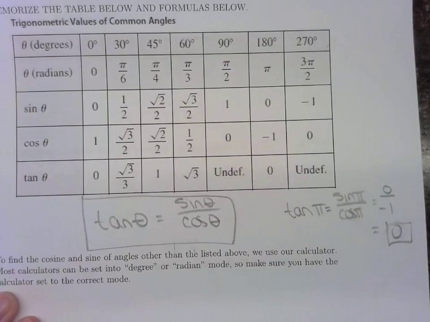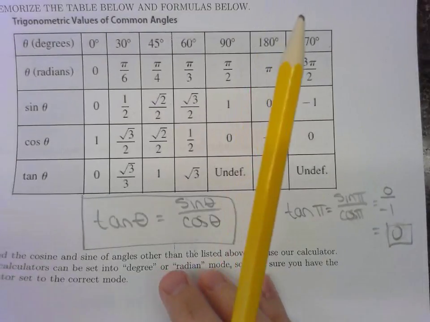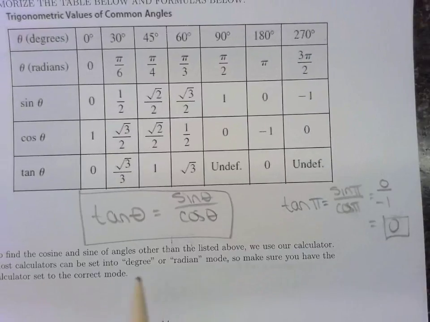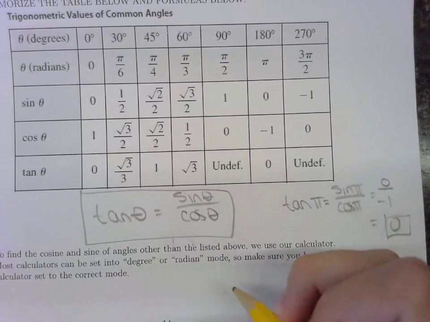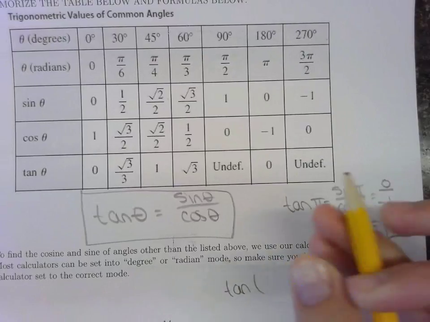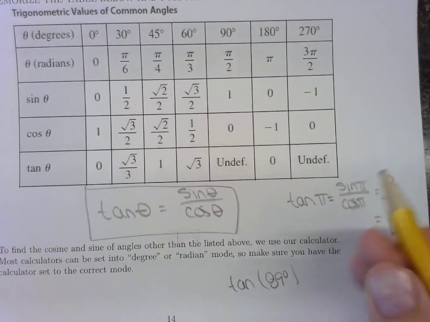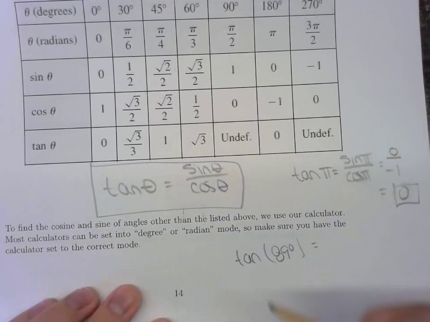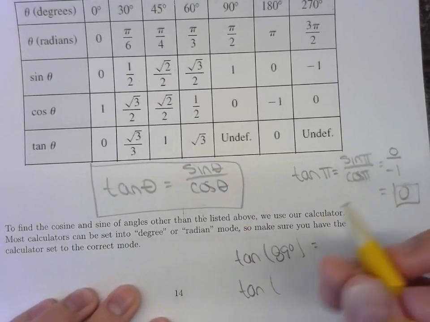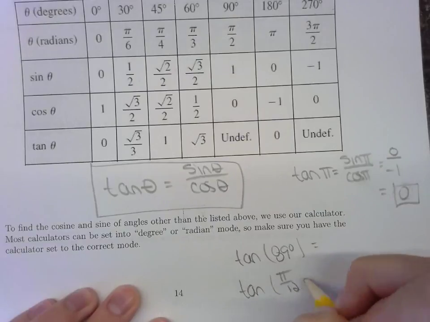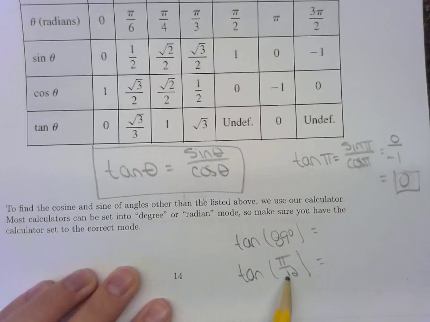It says to find the cosine and sine of the angles other than the listed above, we use our calculator. Most calculators can be set into degree or radian modes, so make sure you have the calculator set to the correct mode. Again, that's just a note saying make sure you're seeing if you're in degrees or radians. So if we want to find like tangent of 89 degrees, that's not a common one. We would evaluate that on our calculator in degrees. If we wanted tangent of pi over 12, that's also not a common one. You would set this to radians.